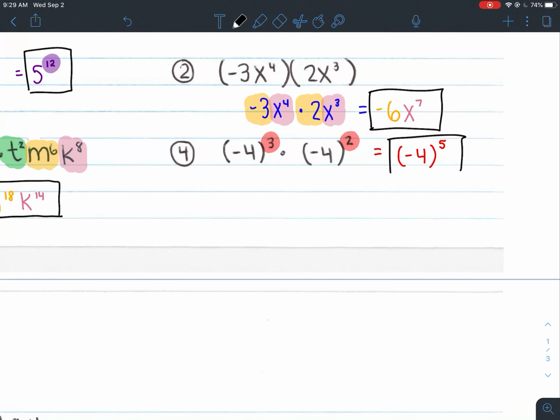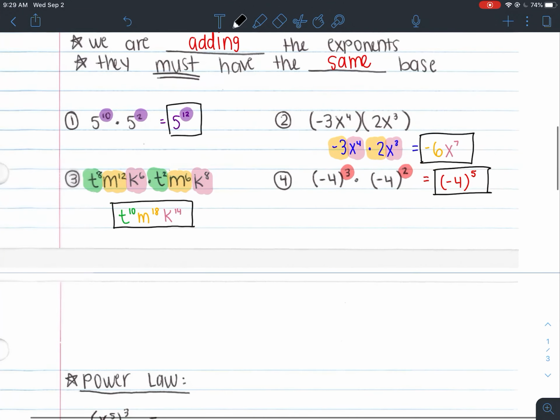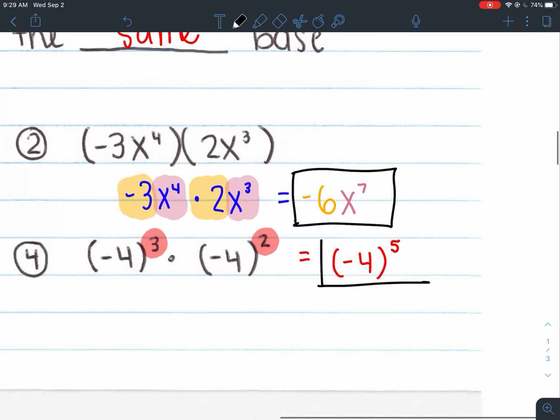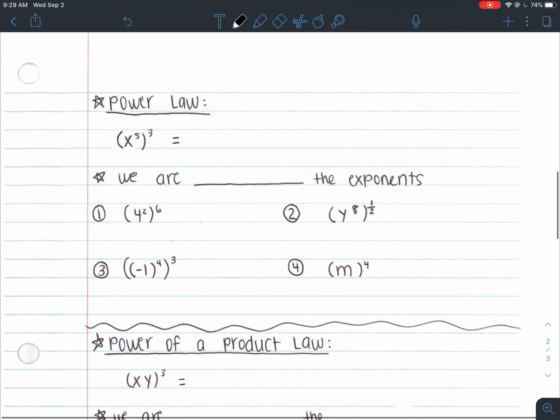Ooh, that's an ugly box. That's also an ugly box, but we'll live with it, right? Actually, I can't. There's part of me in my brain that's like, nope, can't, doesn't work, can't do that. Too ugly. Good enough. All right, we're going to move on to the power law.